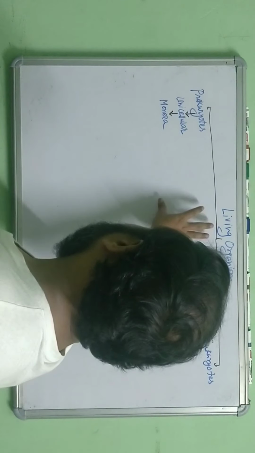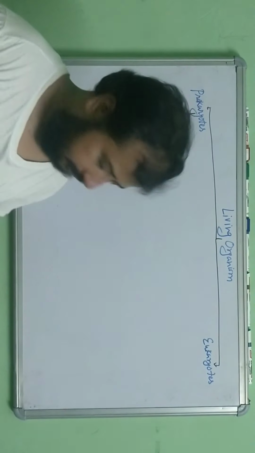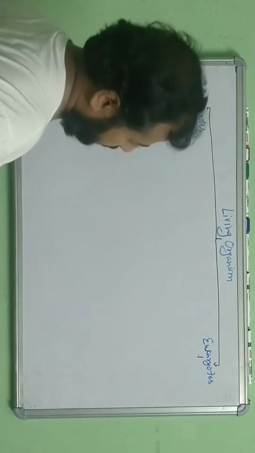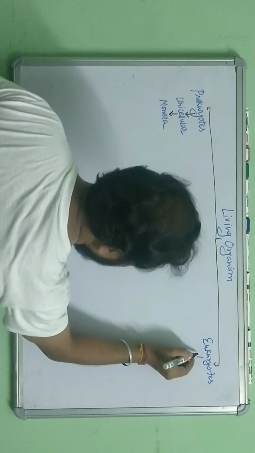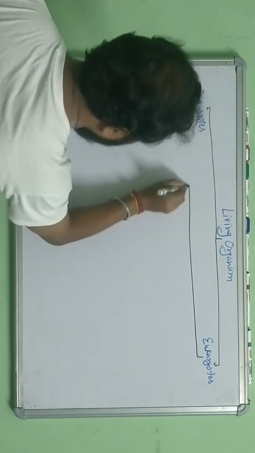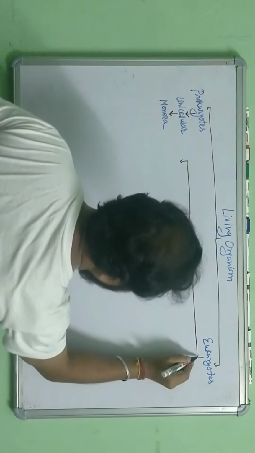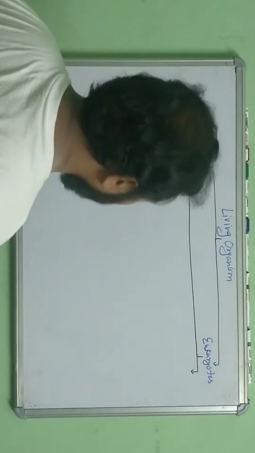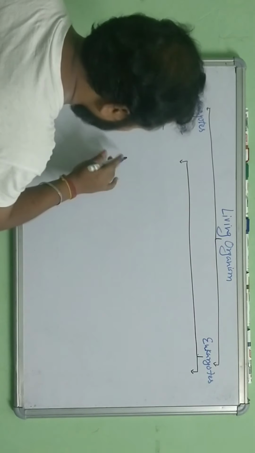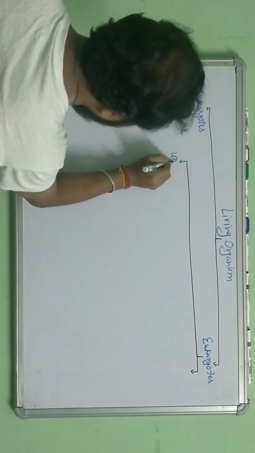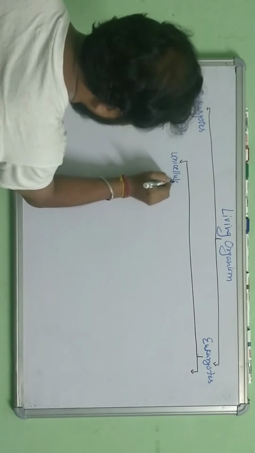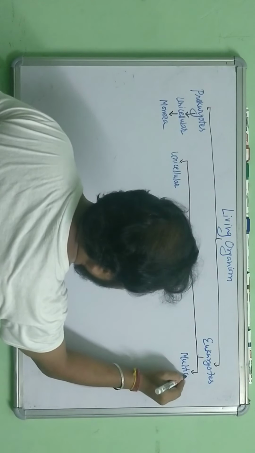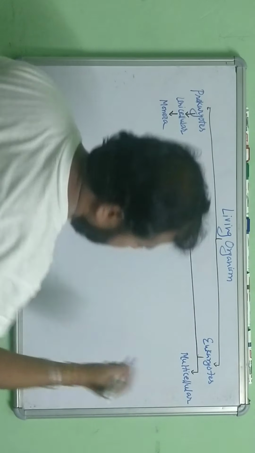Now the eukaryotes next. Eukaryotes. If I divide them into two categories, let's keep one here and then this side. I'm trying to manage everything on the same board. So eukaryotes: there are unicellular eukaryotes, and there are multicellular eukaryotes.